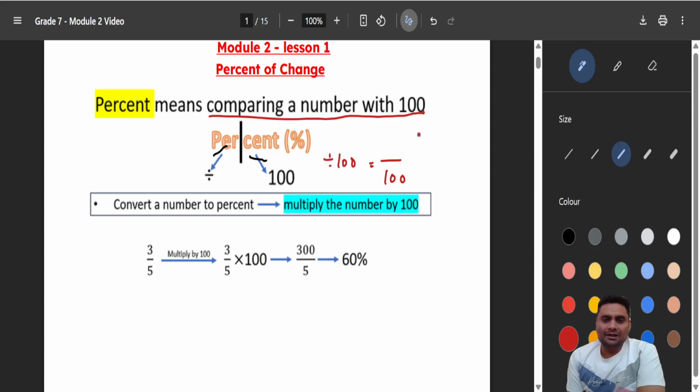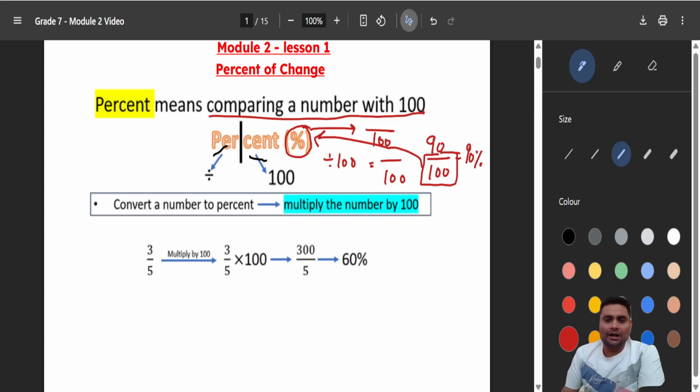For example, let's say a student got 90 marks out of 100 in an exam. It means he got 90% marks, because it is divided by 100 here, and this is equal to percent. This is the symbol of percent. Whenever you see this symbol of percent, it means divided by 100, so I am comparing something with 100.